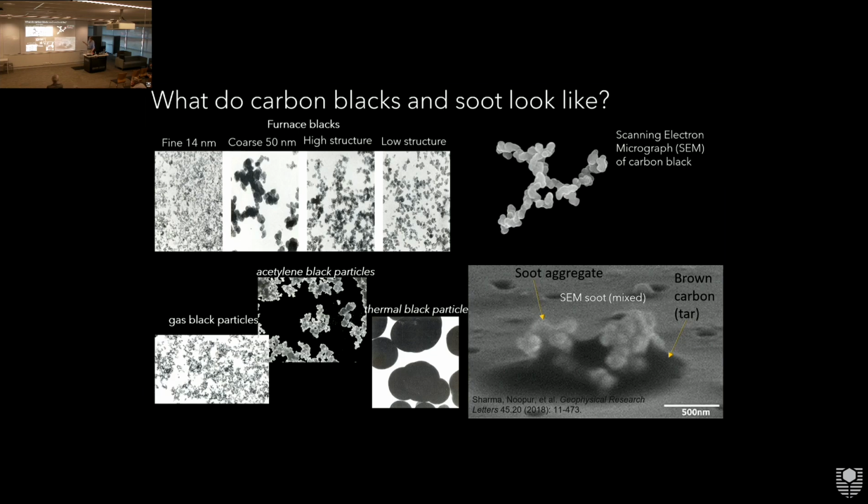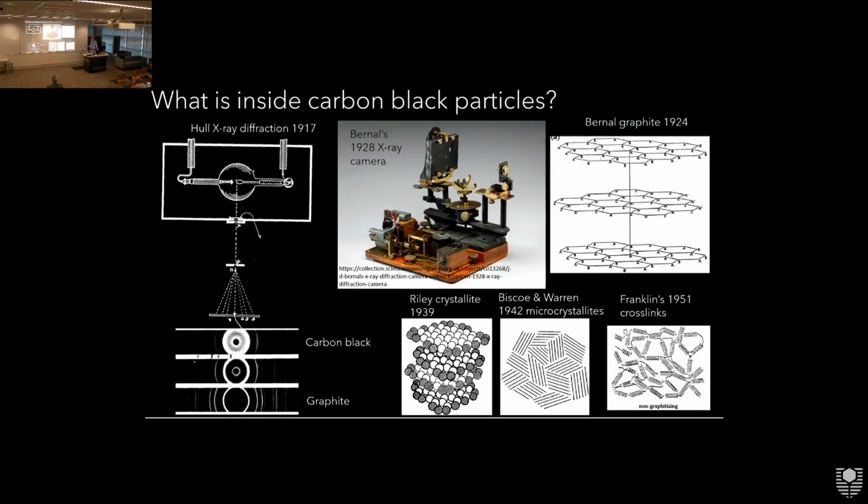And the difference between carbon black and soot is that the soot comes with a whole bunch of crap. So you can see here, that's the technical term for it, brown carbon or tar. And this here is actually where all the carcinogens are. So you've got benzene and all sorts of fun stuff in there.